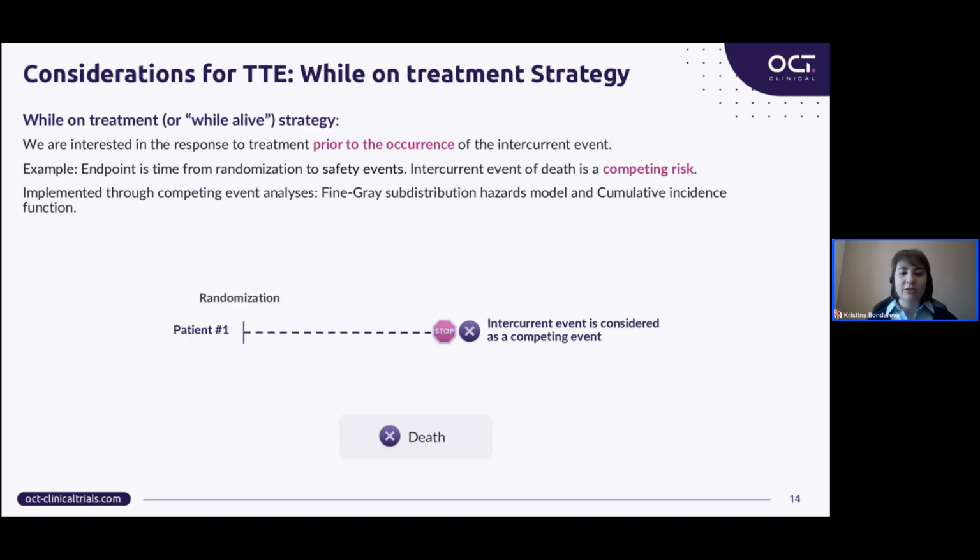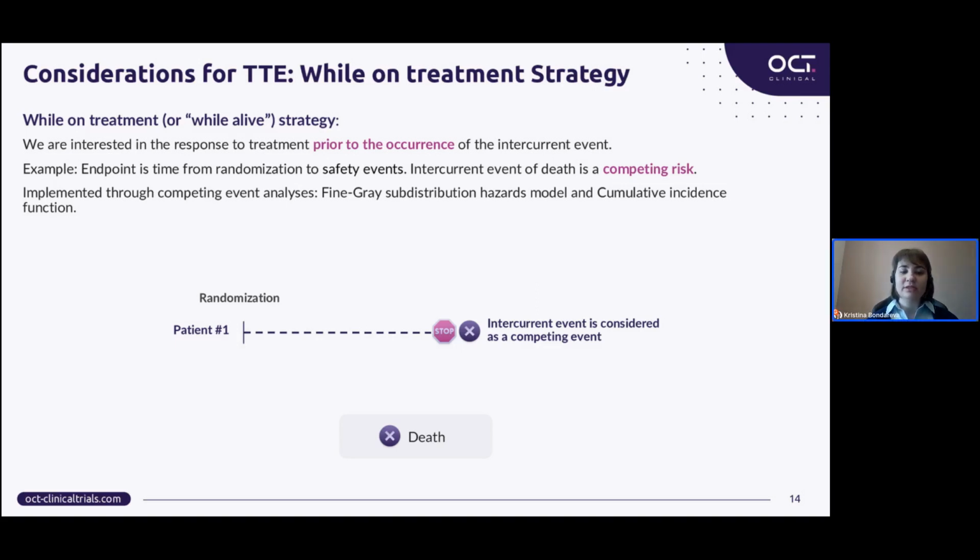A while-on treatment strategy only considers what happens up to the time of the intercurrent event. A common example is palliative treatment, where alleviation of symptoms prior to death is of primary importance. Do not get confused by the name of the strategy. While on treatment can be used for any type of intercurrent event, not only treatment discontinuation. In case of death, it could also be labeled as while alive for clarity.